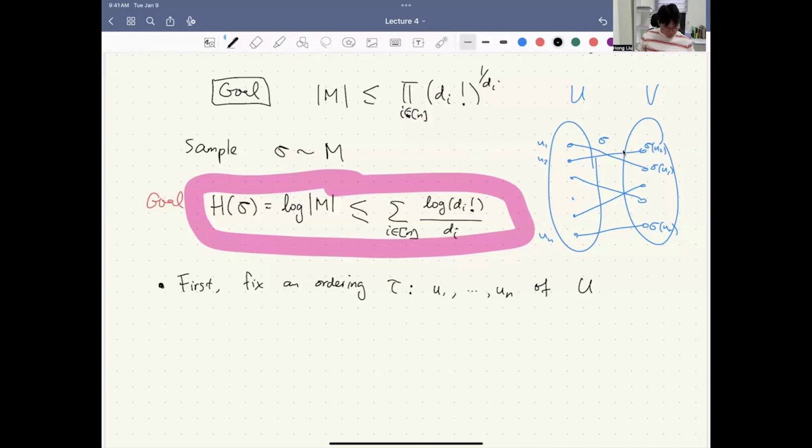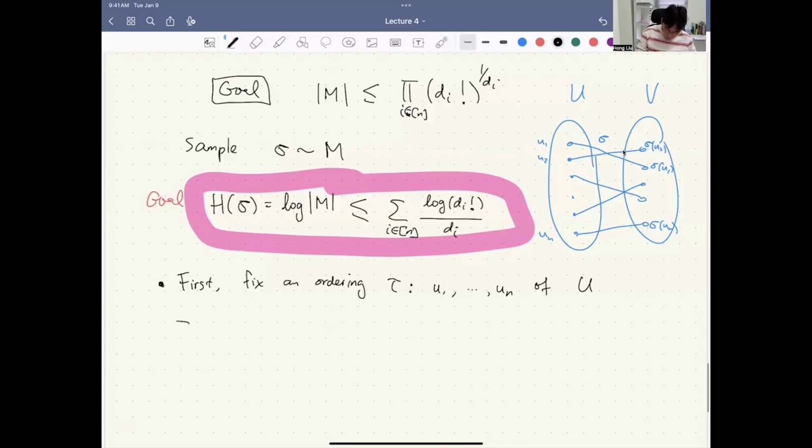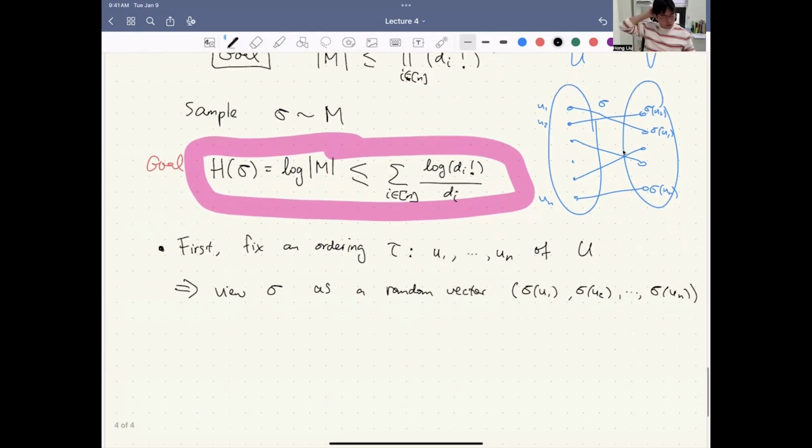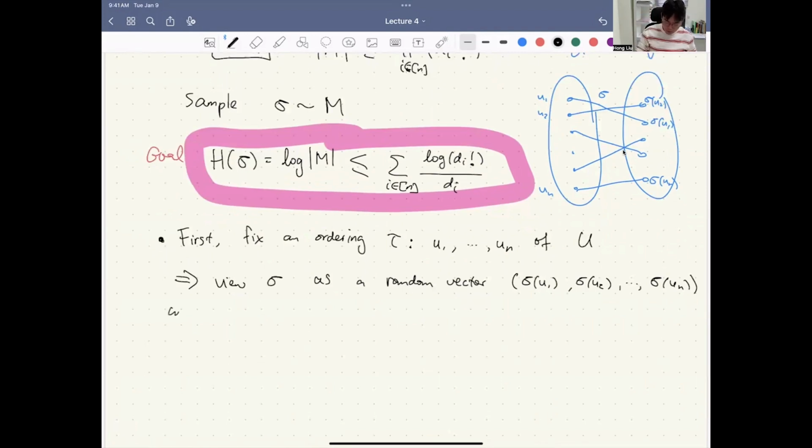Now we can view sigma, this random perfect matching, as a random vector, which is sigma U1, sigma U2, up to sigma UN, where sigma UI is the other endpoint of the matching edge in sigma containing UI.